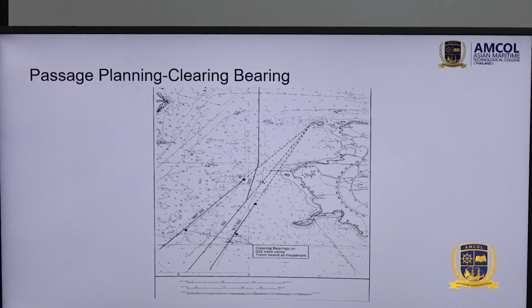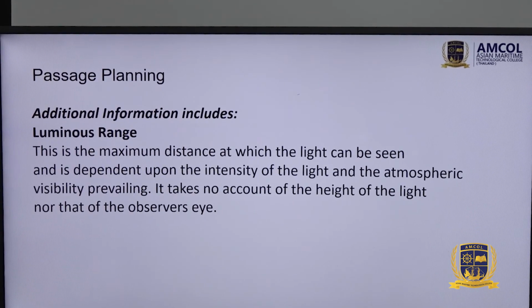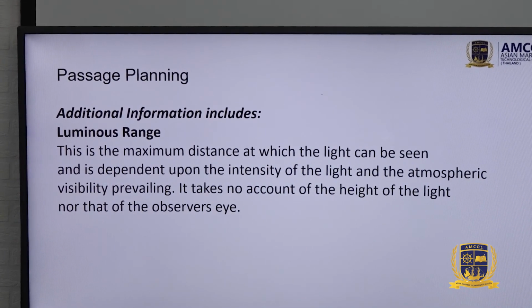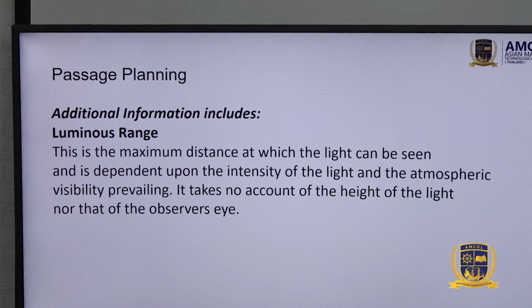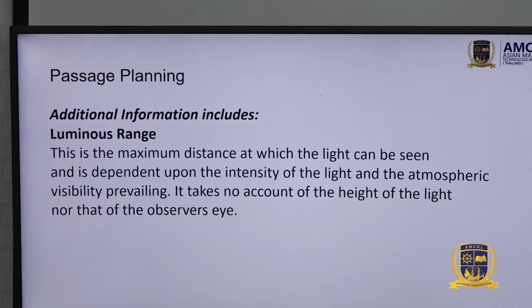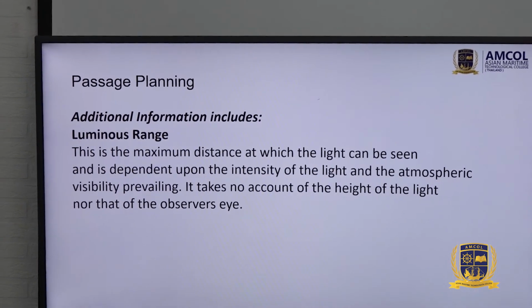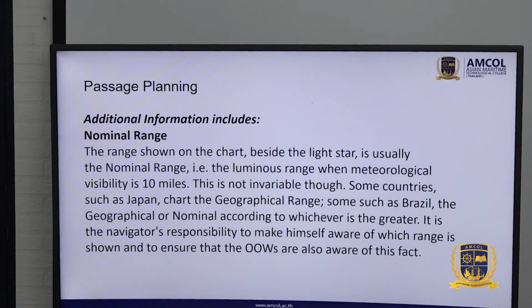Clearing bearings. Then there is luminous range, which is the maximum distance at which a light can be seen, dependent on the intensity of the light. From the list of lights, there is a luminous range table available. You can use it to calculate the range of the light you will be able to see. Nominal range, which is beside the light, is usually what is mentioned. This is the range of light you can use as a reference, and depending on the height of eye, you can then calculate the maximum distance.